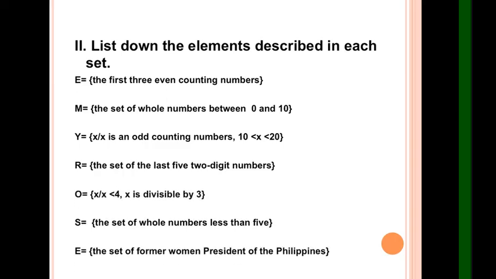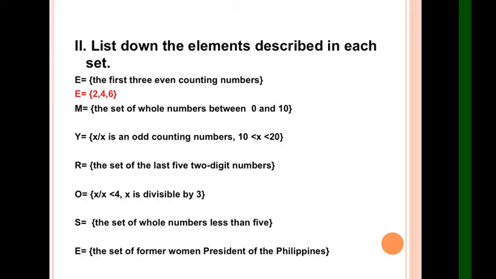Okay. Sa letter E, the first three even counting numbers. Ano ba yung first three even counting numbers? So, these are 2, 4, and 6. Ang counting numbers kasi ay nag-start sa 1, no? Counting kasi. So, 1, 2, 3, 4. Whole number is nag-start sa 0. So, 0, 1, 2, 3.